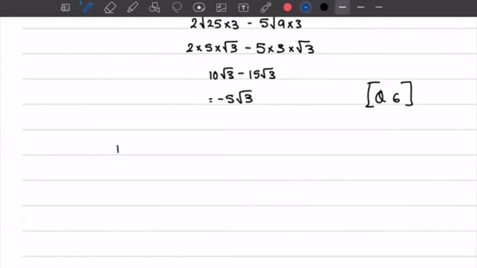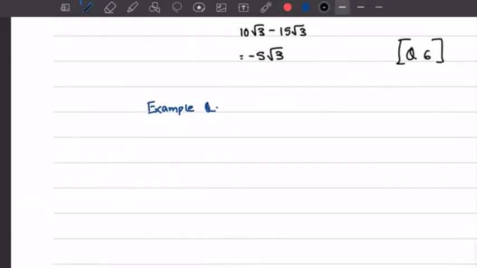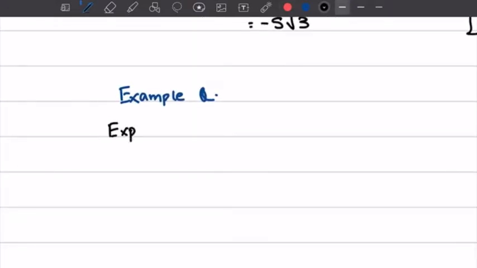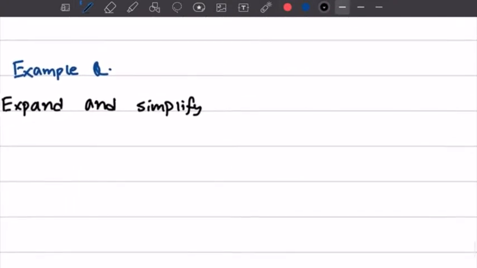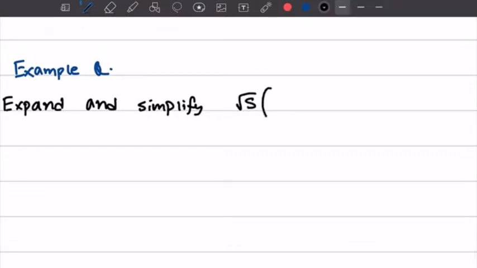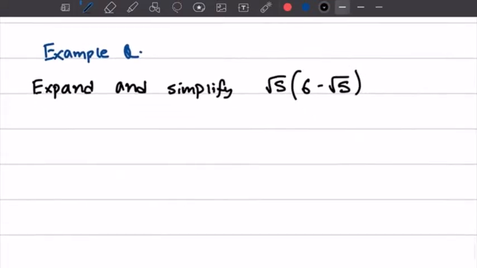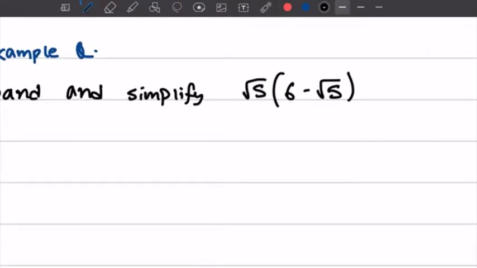Now the next example I'll be going through is this. It says to expand and simplify. So the question is root 5 times (6 minus root 5). From what you know in expanding, all you do is expand root 5 with 6 and root 5 with root 5.